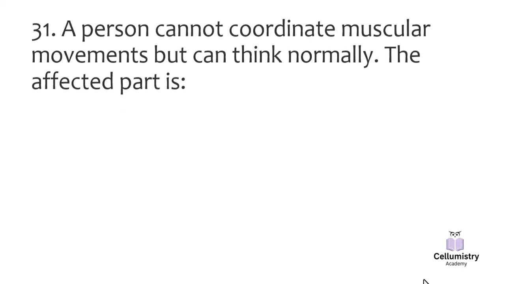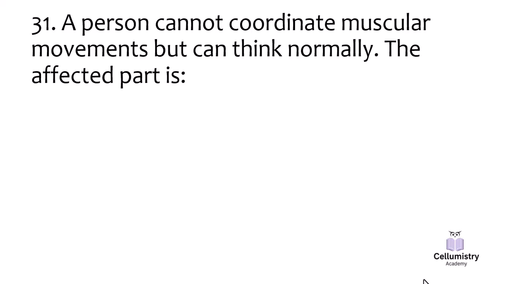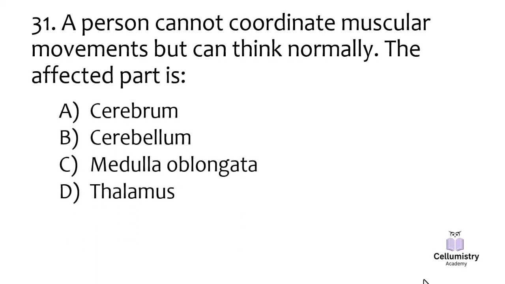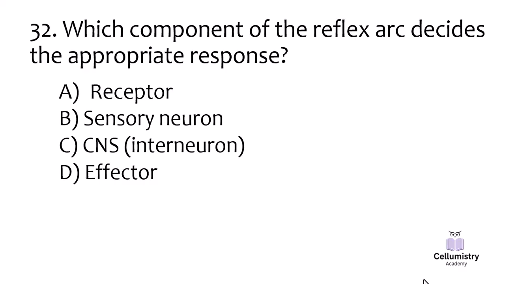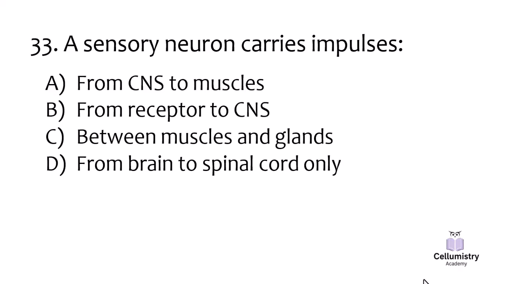A person cannot coordinate muscular movements but can think normally. The affected part is. Answer is B. Cerebellum. Which component of reflex arc decides the appropriate response? Answer is C. Central nervous system, interneuron. A sensory neuron carries impulses. Answer is B. From receptors to central nervous system.